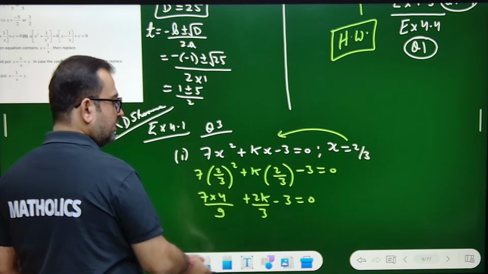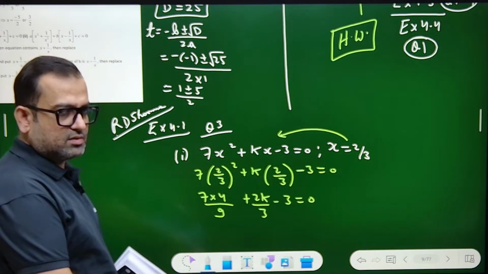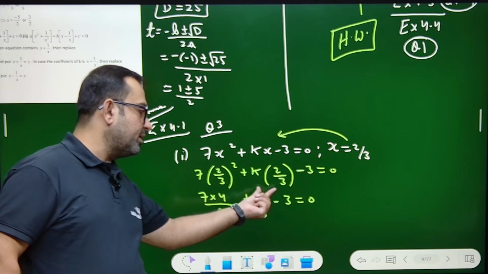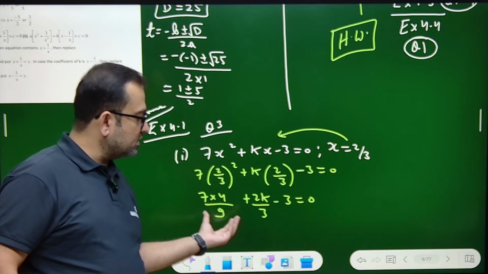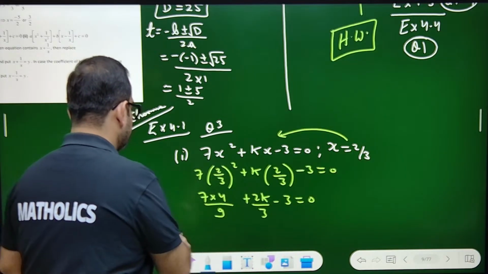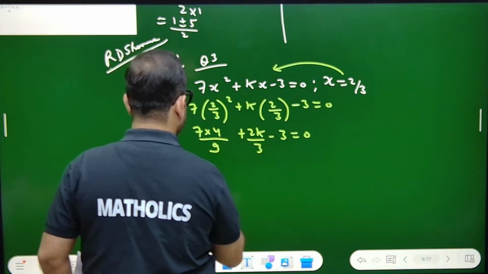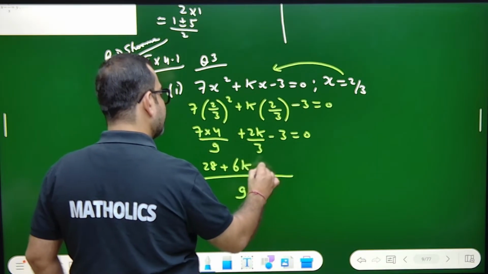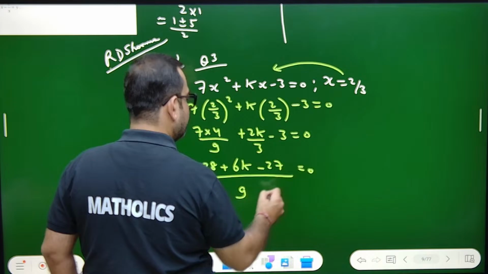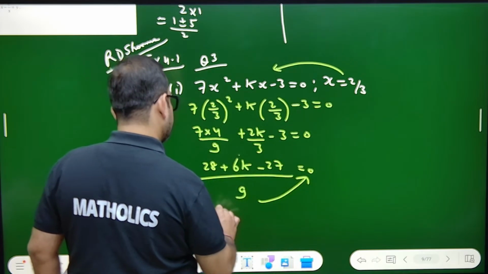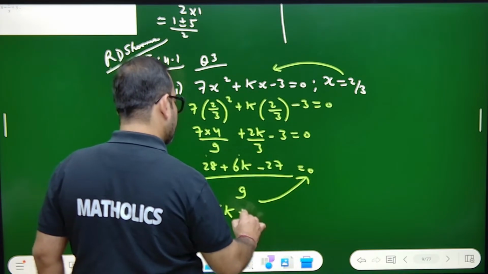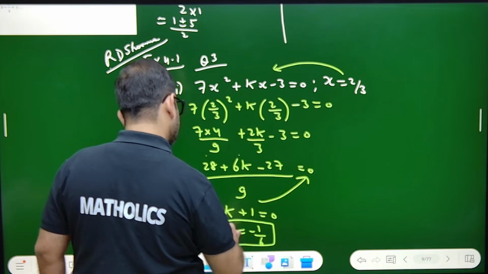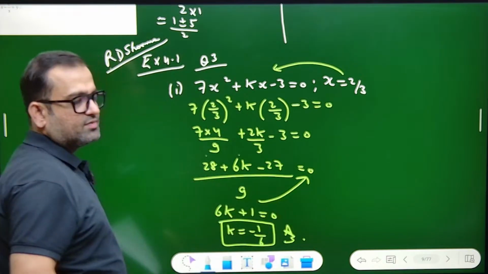Now take the LCM as 9 and solve. Can you solve this or not? Take the LCM 9. The 9 multiplies each term, and the denominator will go, so the right side will be 0. 7 4s are 28, plus 3 2s are 6k, minus 9 3s are 27, equals 0. So 6k plus 28 minus 27, which is 1, equals 0. So 6k equals minus 1, and k comes out to be minus 1 by 6.